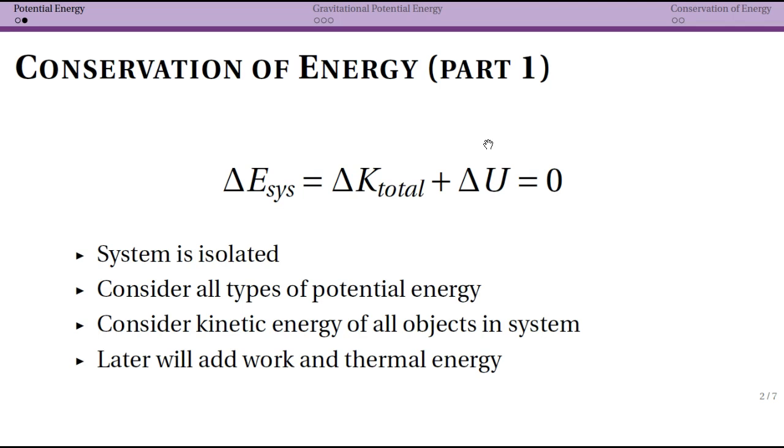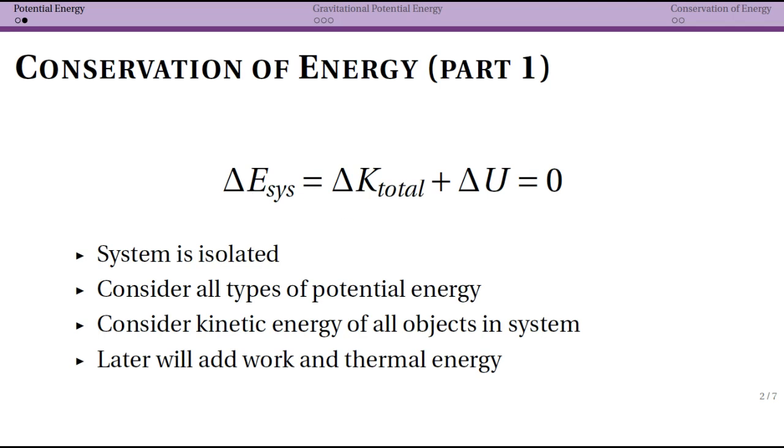Now in this situation, and again this is a special simplified case, we have an isolated system. That means there are no external forces acting on our system. All interactions are only within our system. So when we think about the change in the energy of the system, it must be zero because there's nothing interacting with the system. We then look at the energy within our system, and we have kinetic energy and we have potential energy. The reason I'm explicitly writing a total here is that our system might include multiple objects.